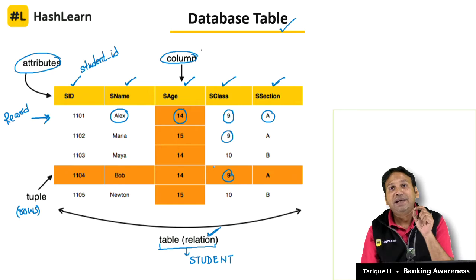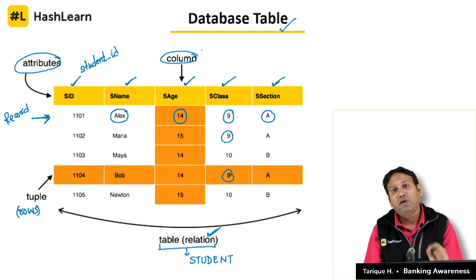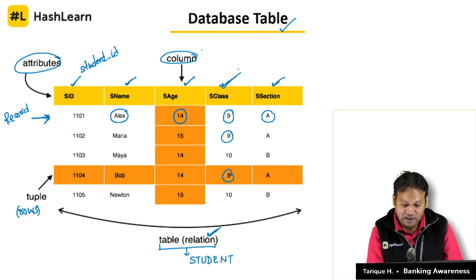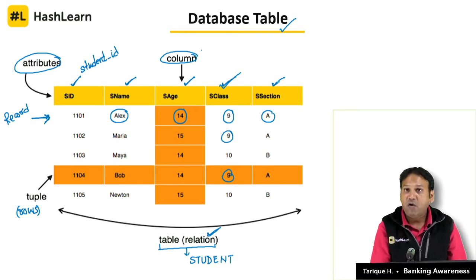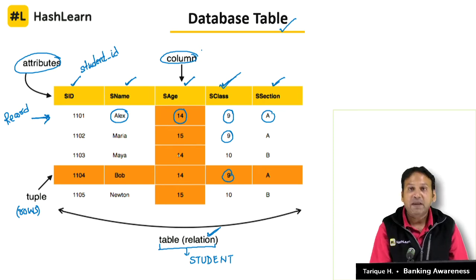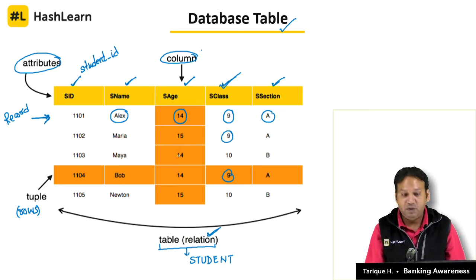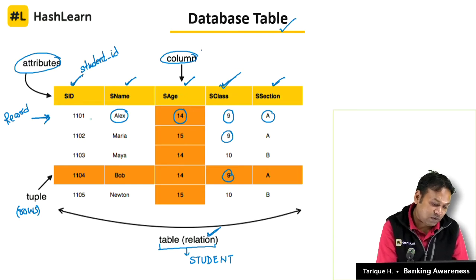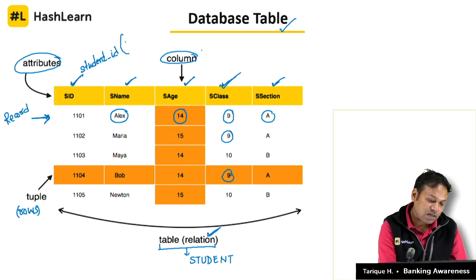But I cannot uniquely search for a record using the class, the section, or the age of the student as the key, because there are multiple rows with the same attribute value. We can't even use the name, because there can be two students in the class with the same name. So what uniquely identifies? The student ID. This is our primary key.